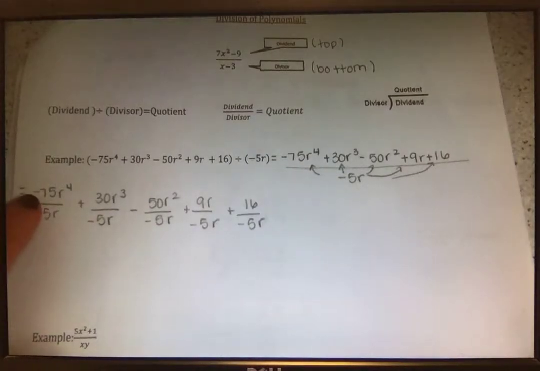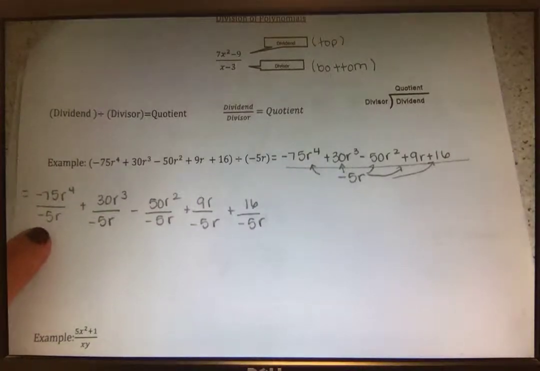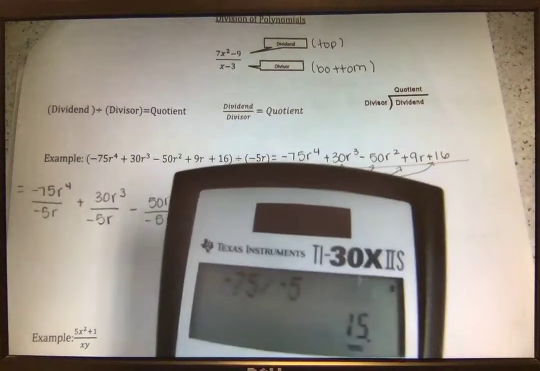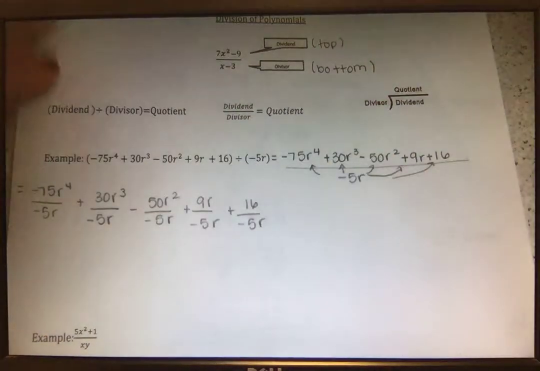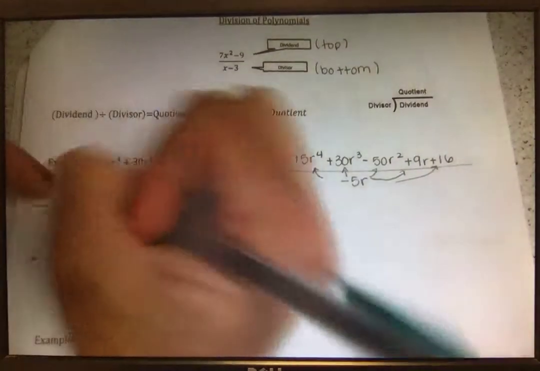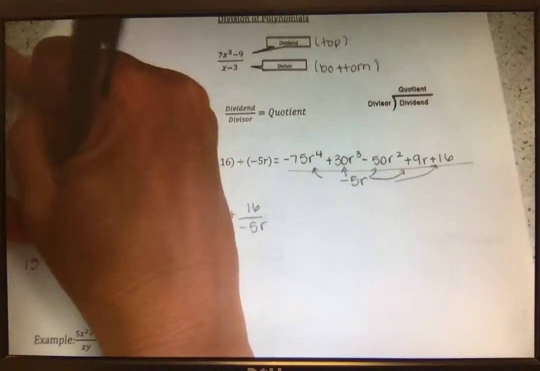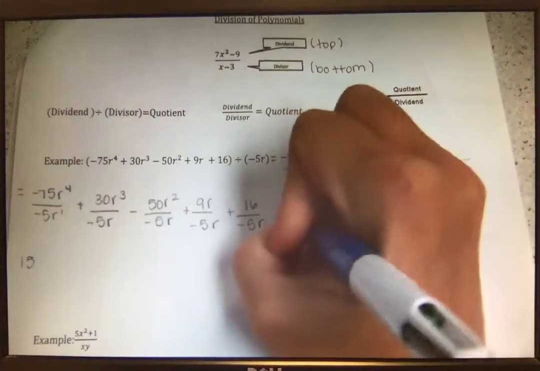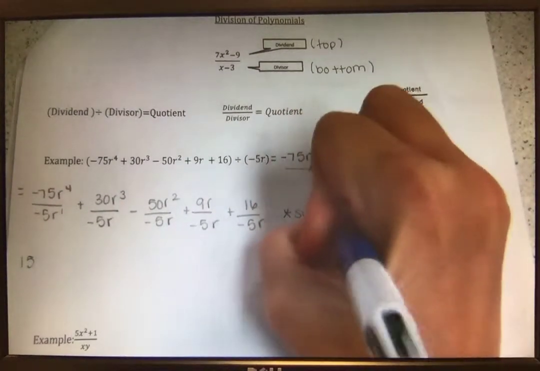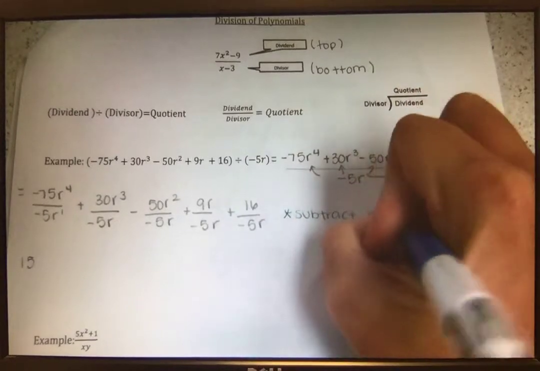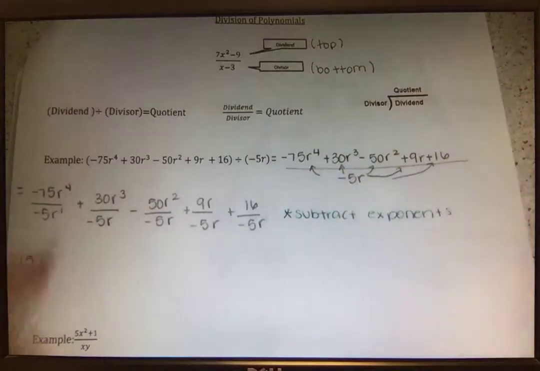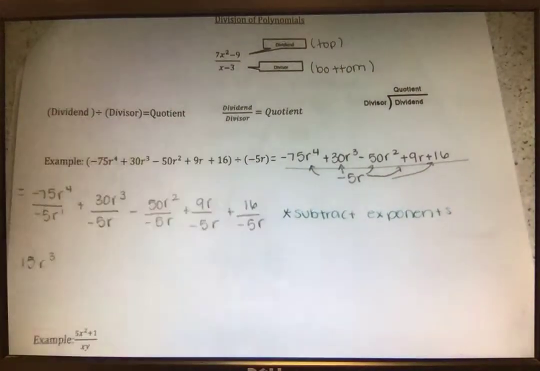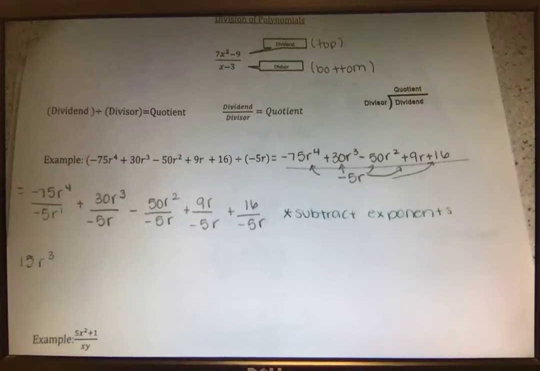So here we have negative 75 divided by negative 5, which in our calculators will give us 15. We're dividing r to the fourth divided by r, so r to the fourth divided by r to the first. Remember, whenever we divide, we are going to subtract our exponents. So r to the fourth divided by r to the first, subtracting 4 minus 1 will give us r cubed. That's positive, so it's good. It could stay up top.